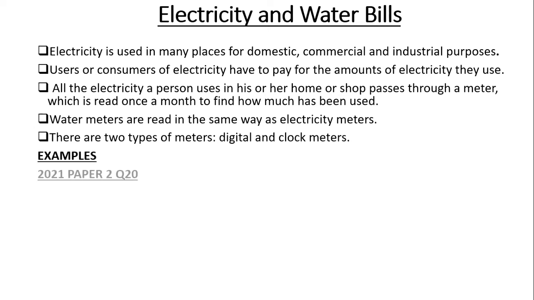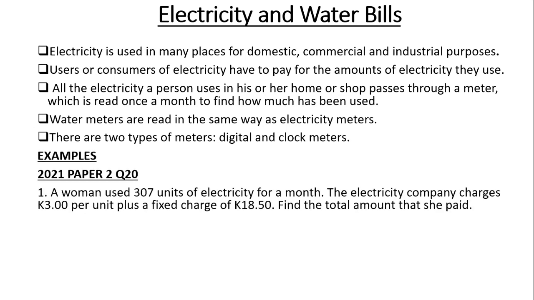Example: In 2021, a woman used 307 units of electricity for a month. The electricity company charges 3 kwacha per unit plus a fixed charge of 18 kwacha 15 ngwe. Find the total amount that she paid.